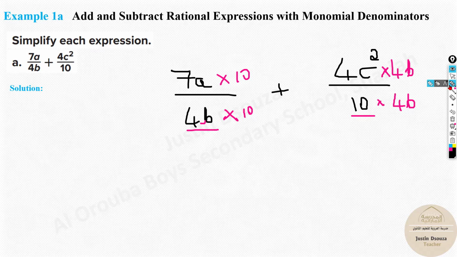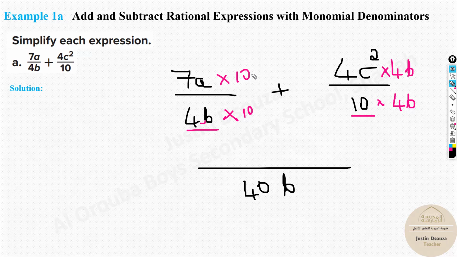Now all you need to do is write the same denominator. You can do this directly, you can save a step. 10 times 4 is 40b. You can write it directly instead of writing it separately. Directly it's 40b. And now this will become 70a, 7a times 10 is 70a, plus 4 times 4 is 16bc squared. Now this is the answer, but you can see over here that 2 is common.